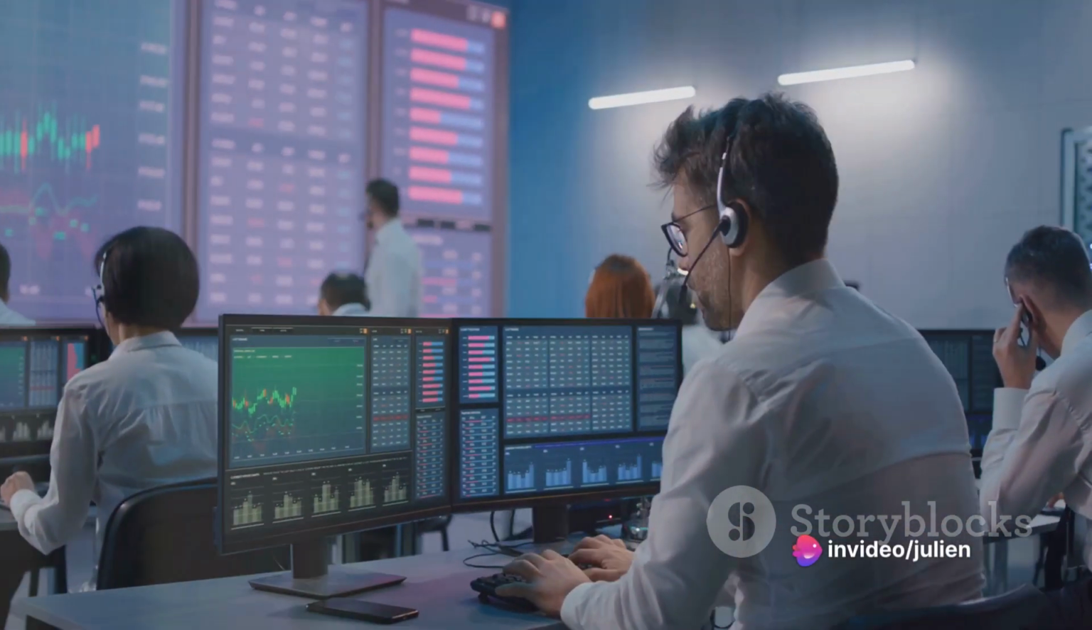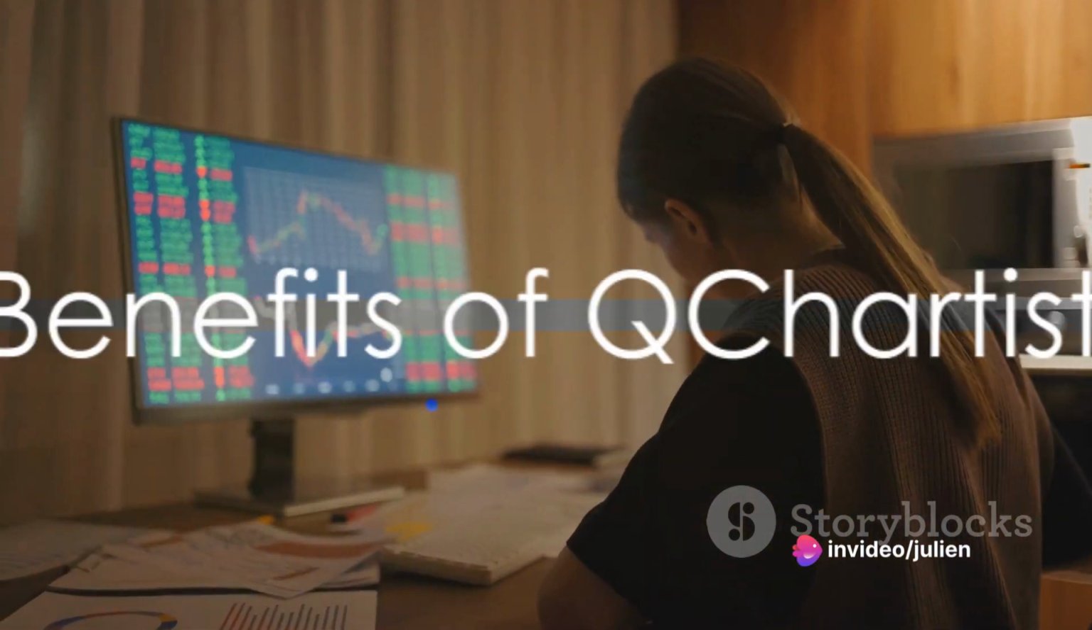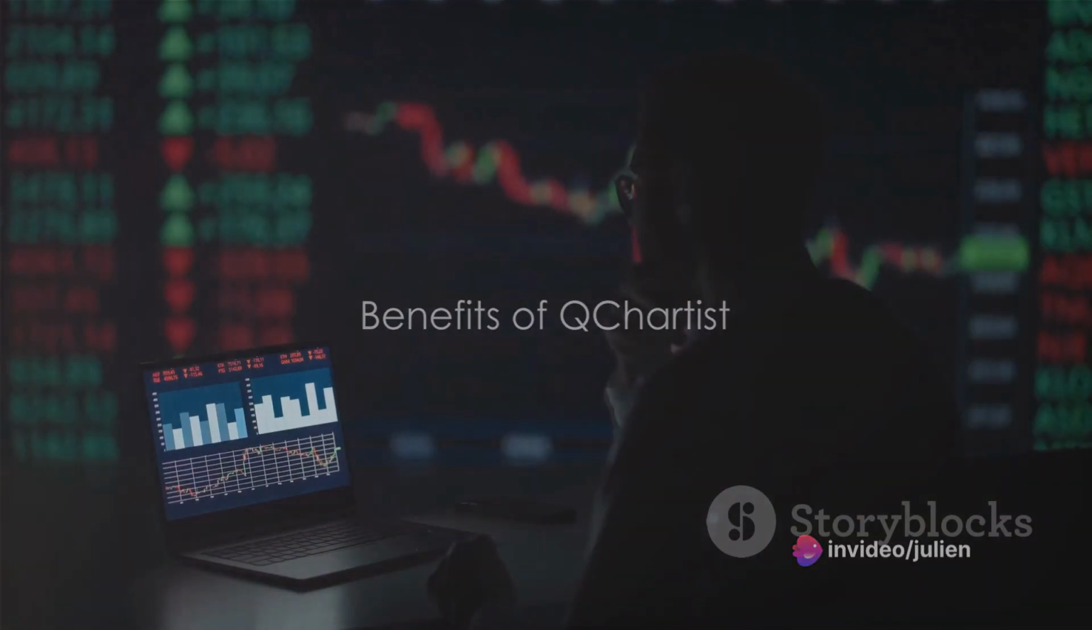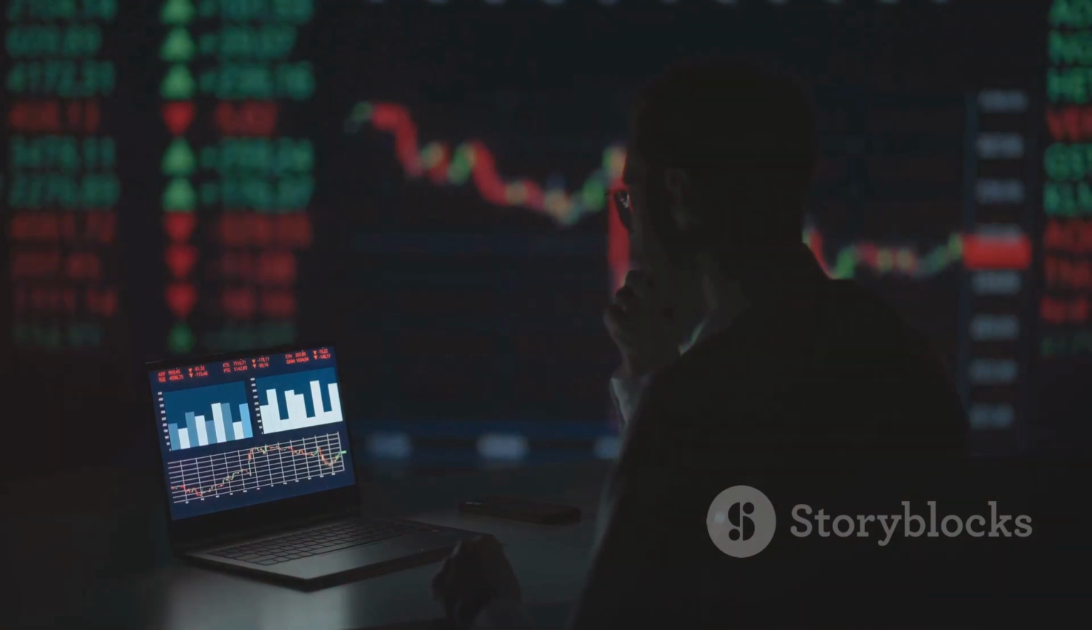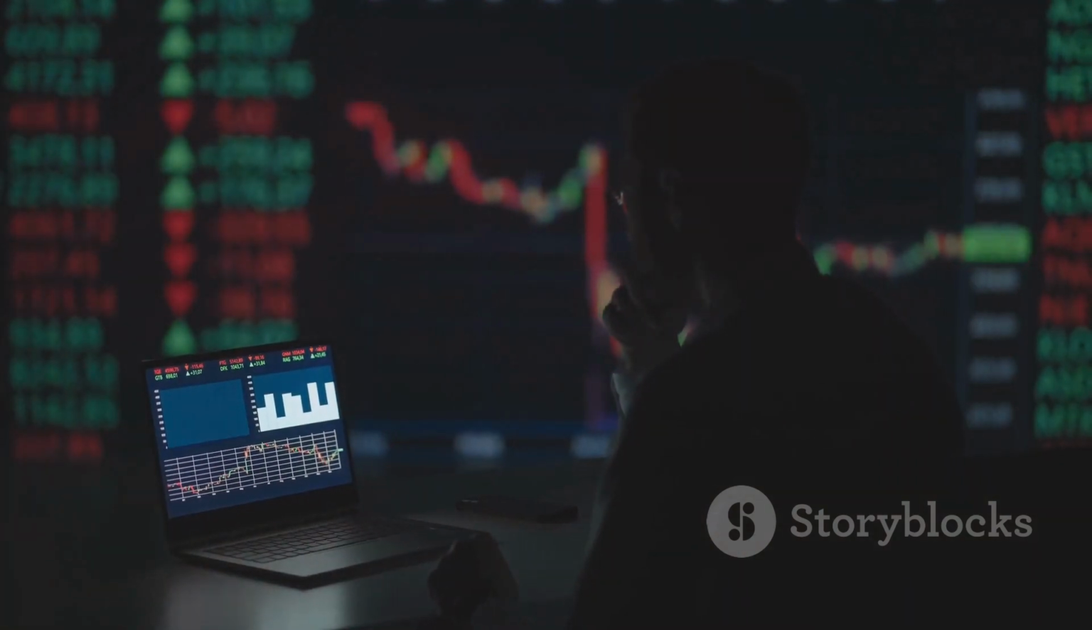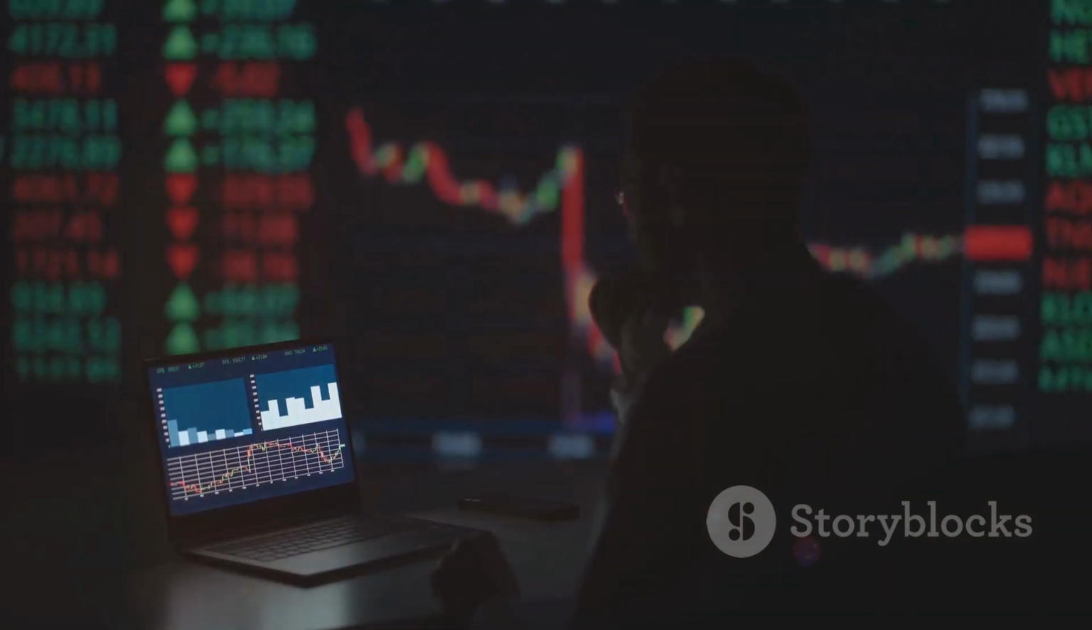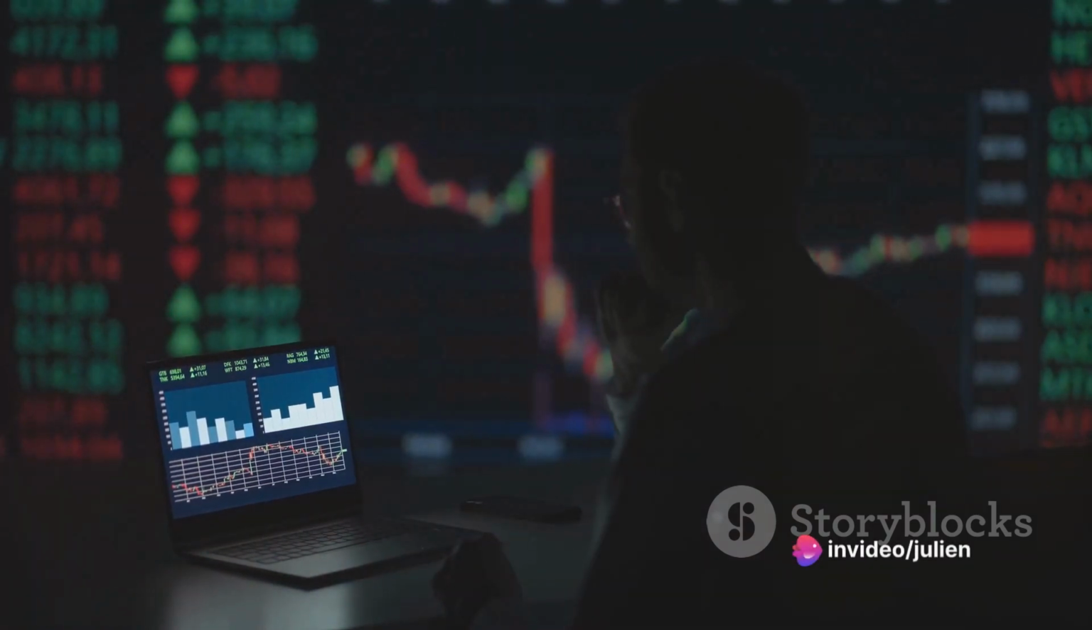But what sets QChartist apart? For starters, it's open source. This means it's freely available to everyone and anyone can contribute to its development. This ensures the software is constantly improving and adapting to the ever-changing needs of the financial markets.